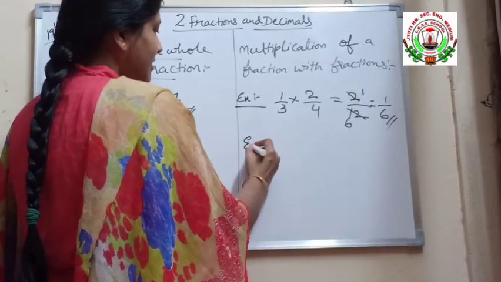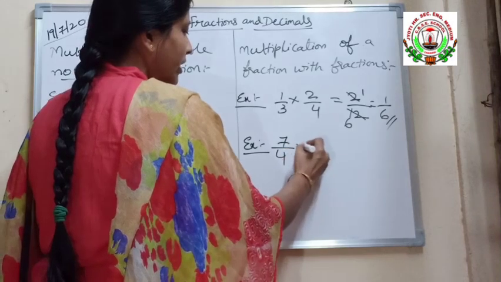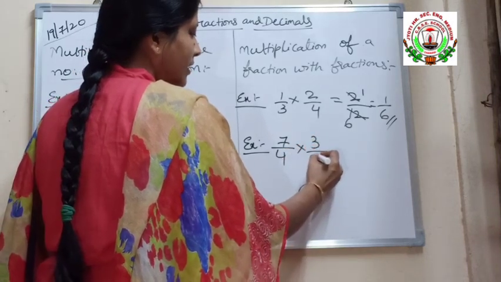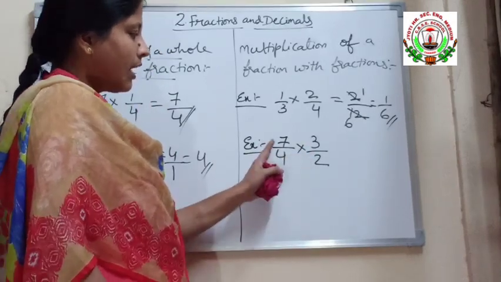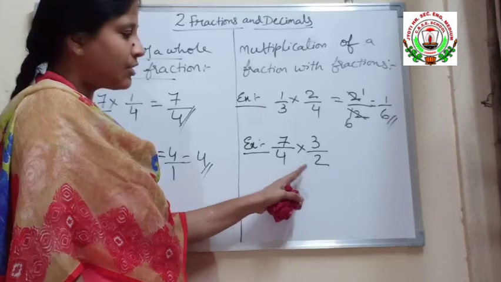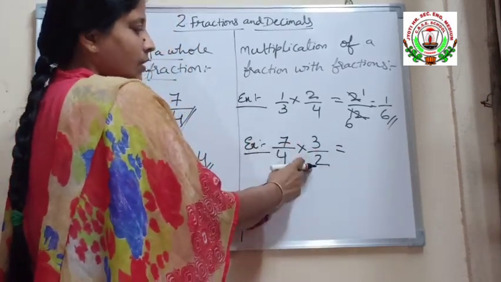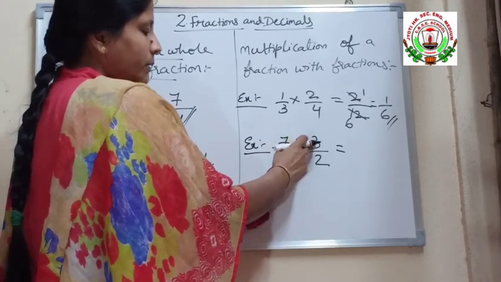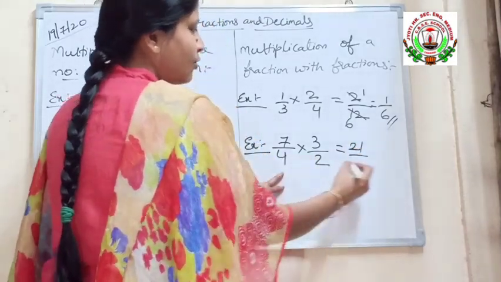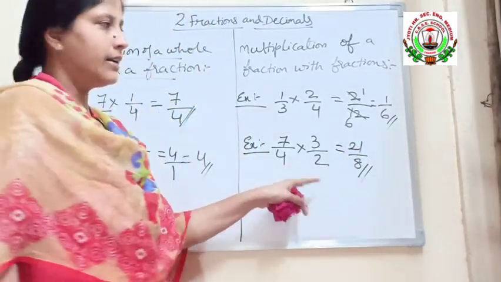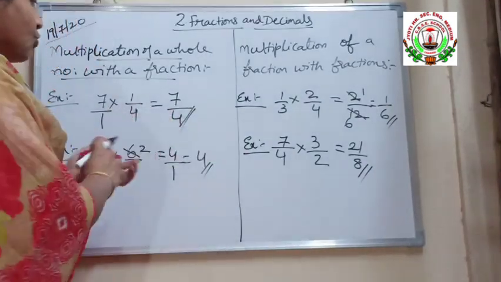Next example, I can write 7 by 4 into 3 by 2. Again, both are given as fractions. So I can multiply, and there is no common factor, so I cannot cross multiply. So I can directly multiply the numerators into numerators. 7 3s are 21 by 4 2s are 8. This is your answer. Based on this, we are going to do our next exercise, that is exercise 2.2.